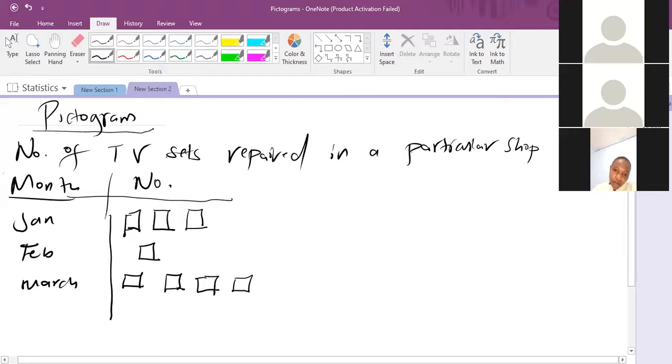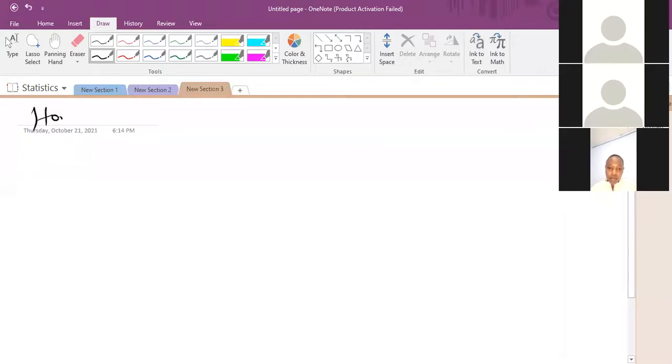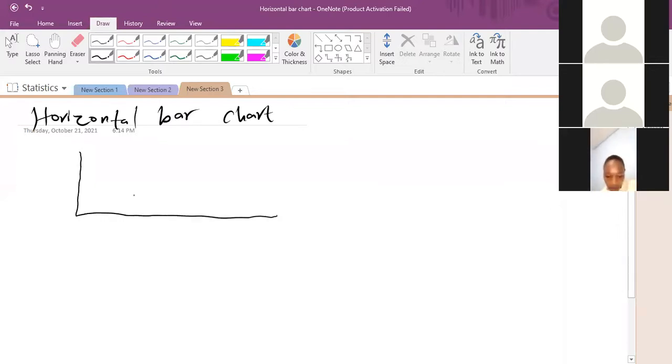Now, I hope you guys have noted that. I would like to draw a horizontal bar chart so that we see exactly how it looks. For a horizontal bar chart, it would look something like this. Let's say we are representing the number of sales against distance traveled in miles. So let's say we have something like this.